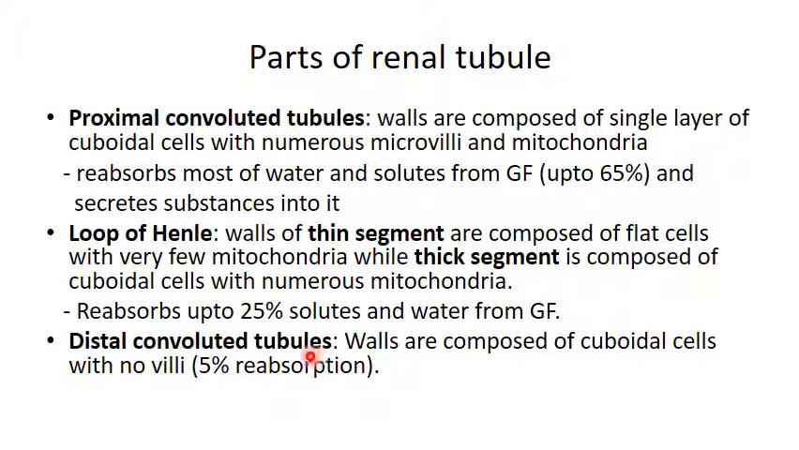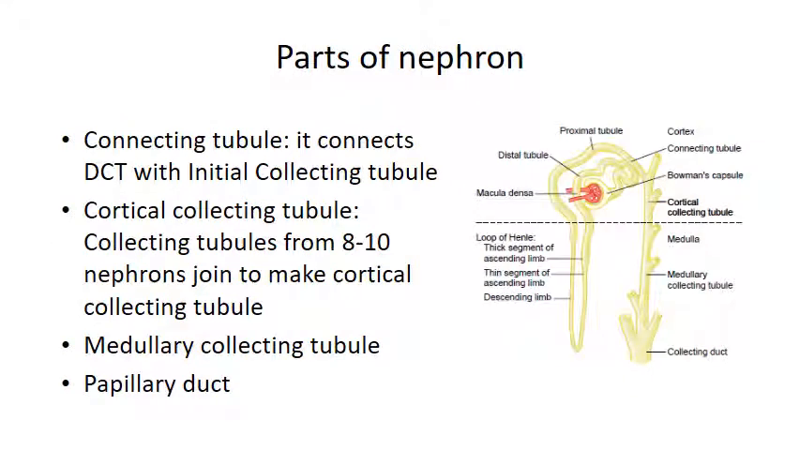The loop of Henle then enters into the distal convoluted tubule, which is a 5 millimeter long segment. Its walls are composed of cuboidal epithelium and the cells have no villi. Here the 5% reabsorption of water and solute from the glomerular filtrate takes place.